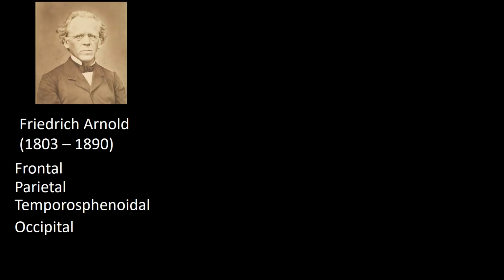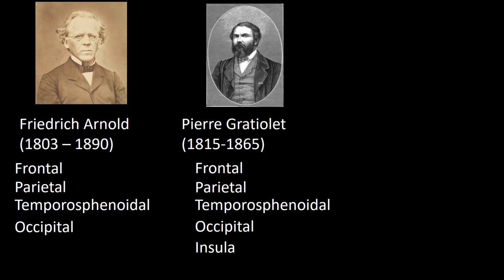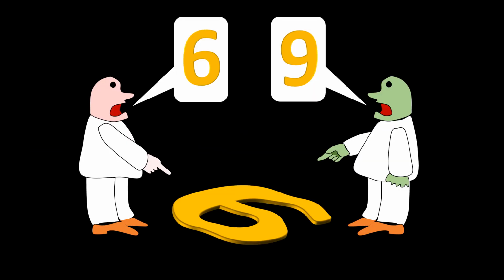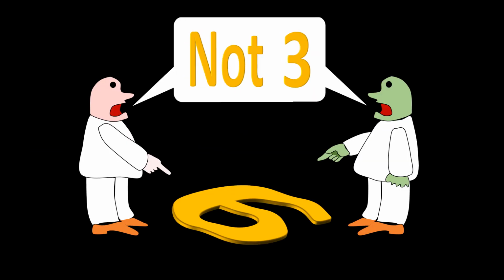Dr. Arnold described 4 lobes, named as you can see in this frame. Later, Dr. Gratiolet described 5 lobes, and Dr. Gassi 6. So the controversy stands, but we're certain that there's not 1 lobe, there's certainly not 3, and not 7. Yet, even about this, the literature is confusing. You will see why in the next few minutes.